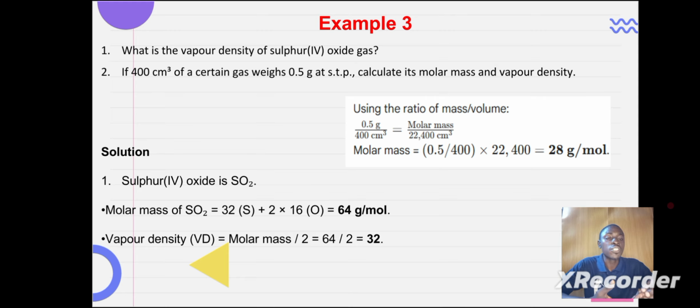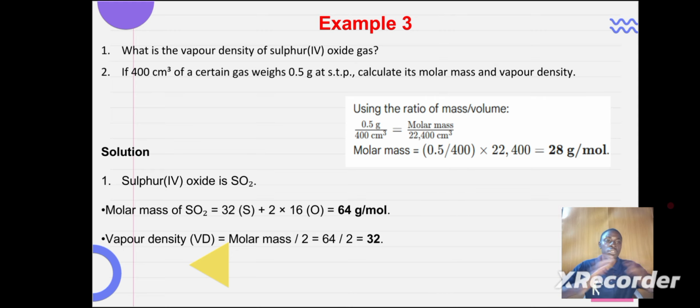Then how do we get the mass of 1 mole? So molar mass would have a volume of 22,400 cm³. Once we compare those two numbers, 0.5 grams occupies 400 cm³. Molar mass from our previous discussion should occupy 22,400 cm³. So once you take ratios and divide, you get that molar mass is 28 gram per mole.